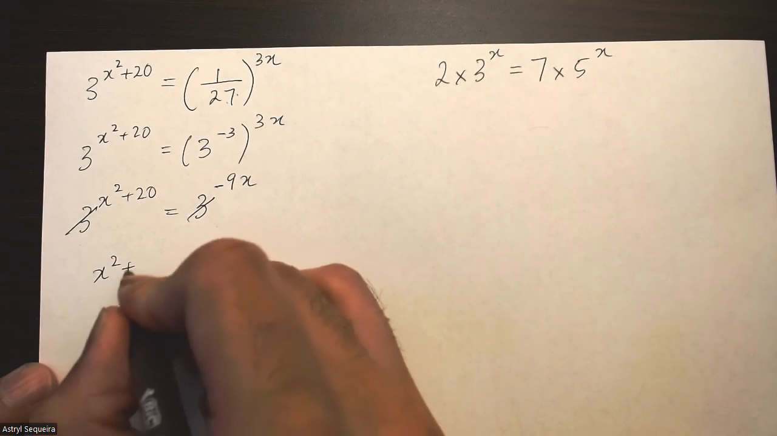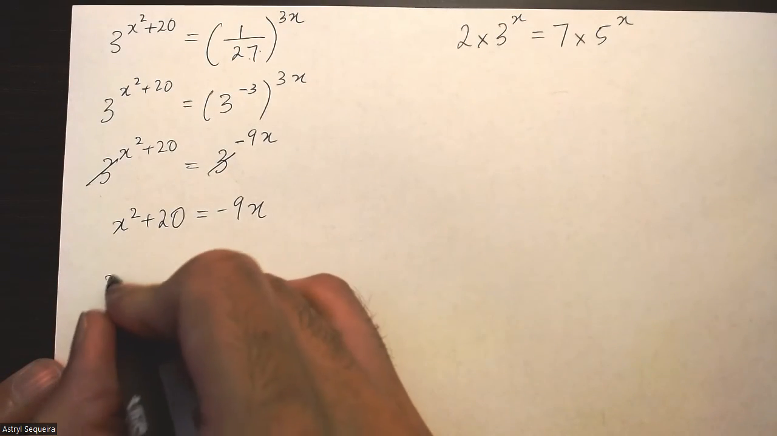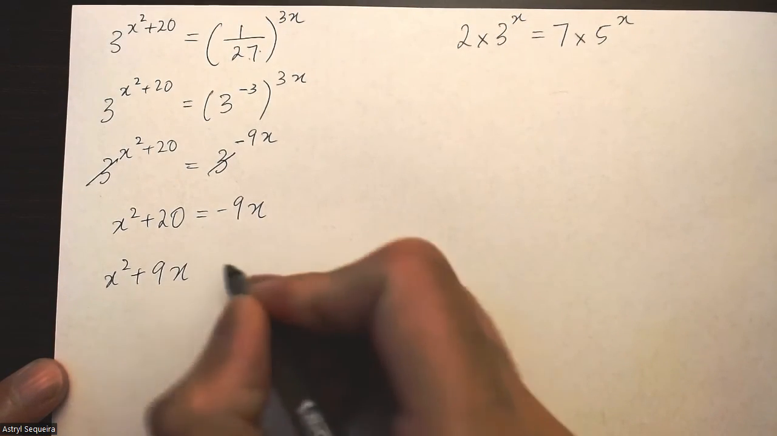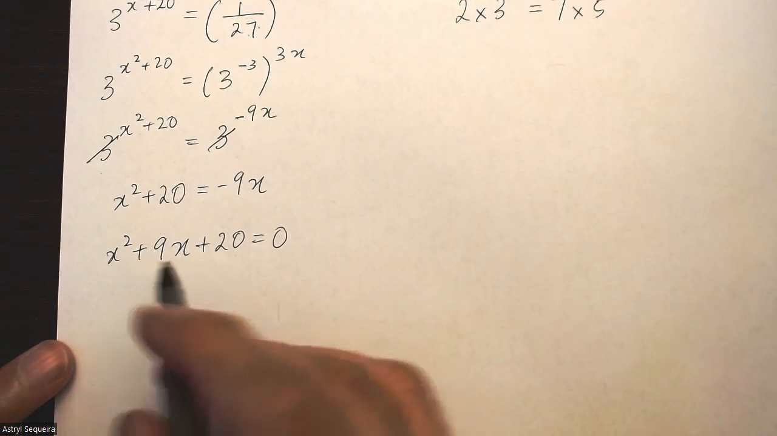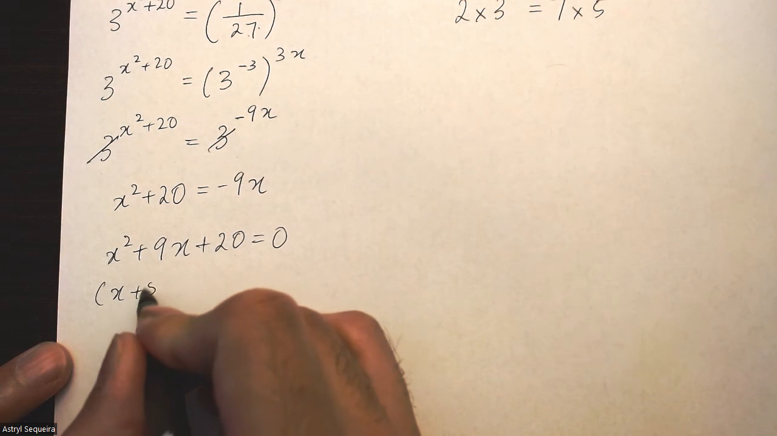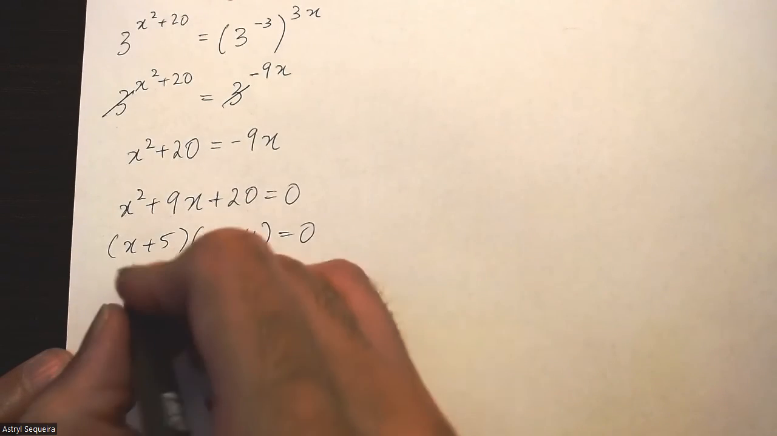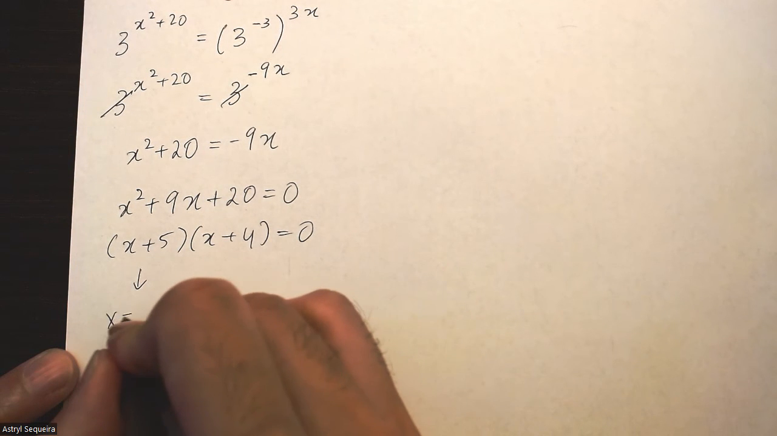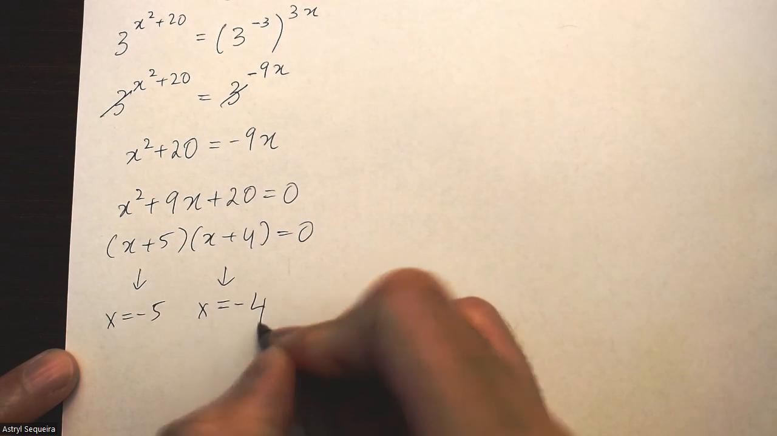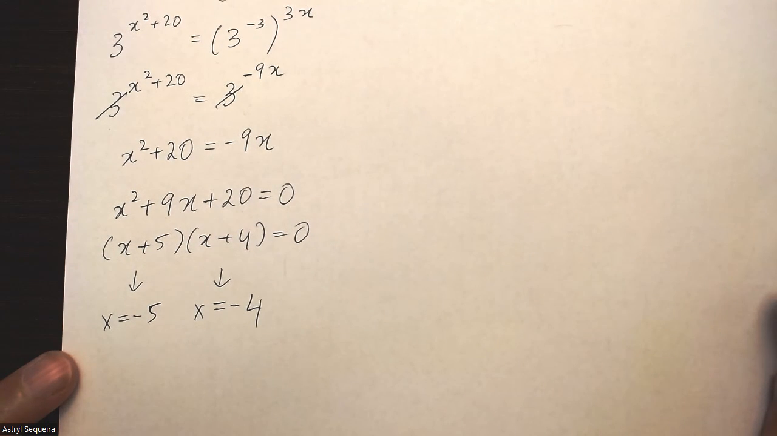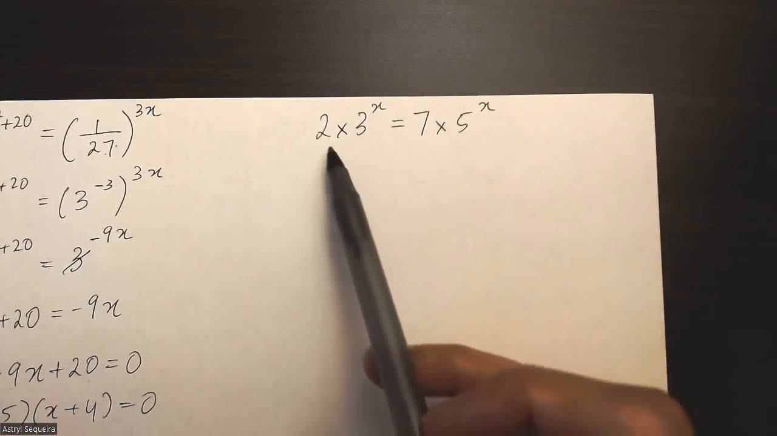And again, this is going to become a quadratic equation. To solve, I'll move the 9x to the other side. Two terms that multiply to 20 and add to 9 are just 5 and 4. So my two solutions are negative 5 and negative 4. And let's go to the last question here of this video.